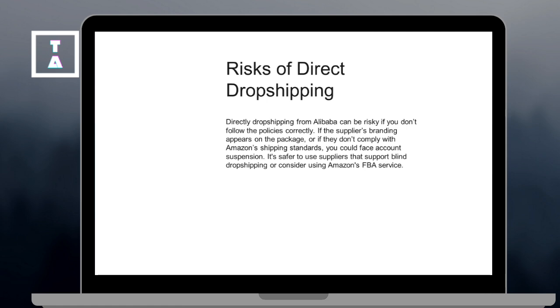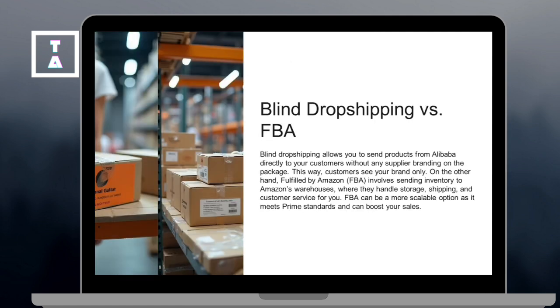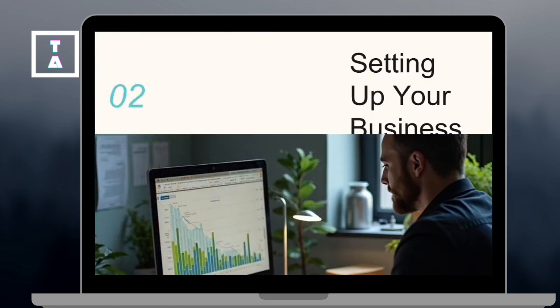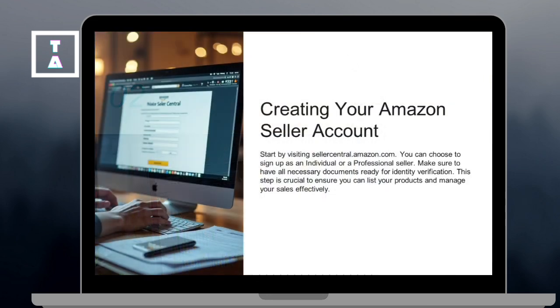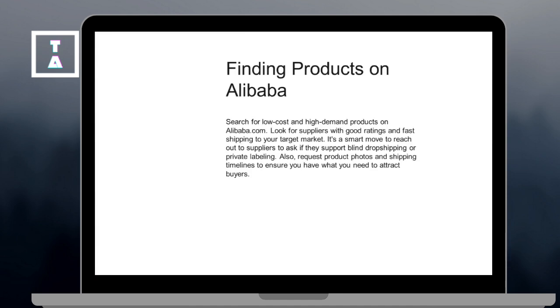The best method is to use Alibaba suppliers who allow blind dropshipping or private labeling, or ship inventory to Amazon FBA. Then after that, you can create your Amazon seller account. Go to sellercentral.amazon.com and sign up as an individual or professional seller. Submit the required documents and verify your identity.